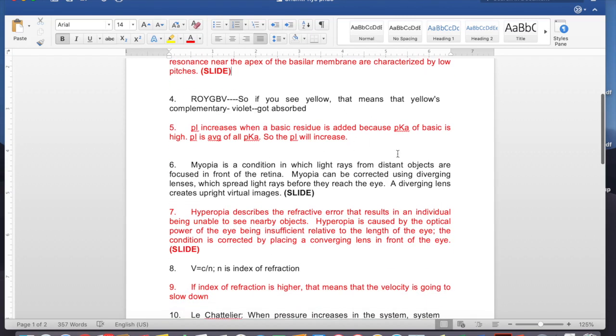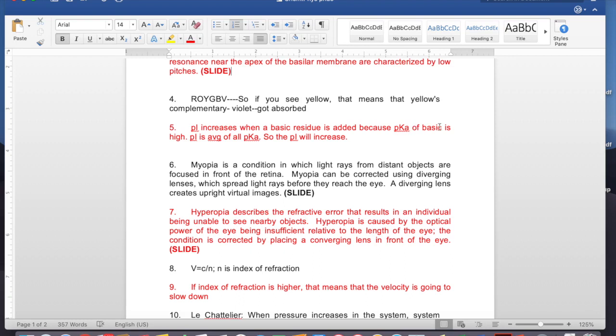All right, next. The PI increases when a basic residue is added because the pKa of a basic residue is high. And no mnemonics for that, just kind of know it. PI is the average of all the pKa's, so the PI will increase, and that is true. So you know that PI is the average of the pKa's, right?